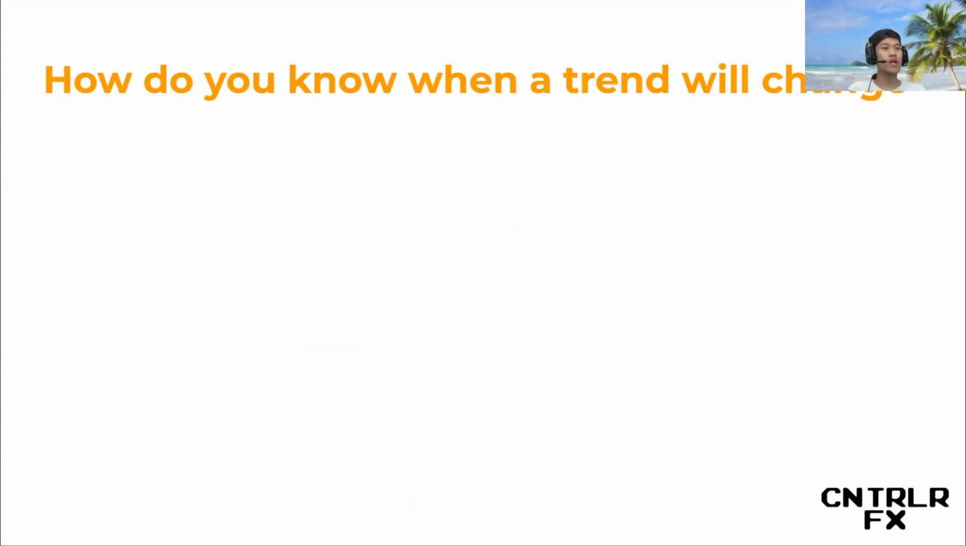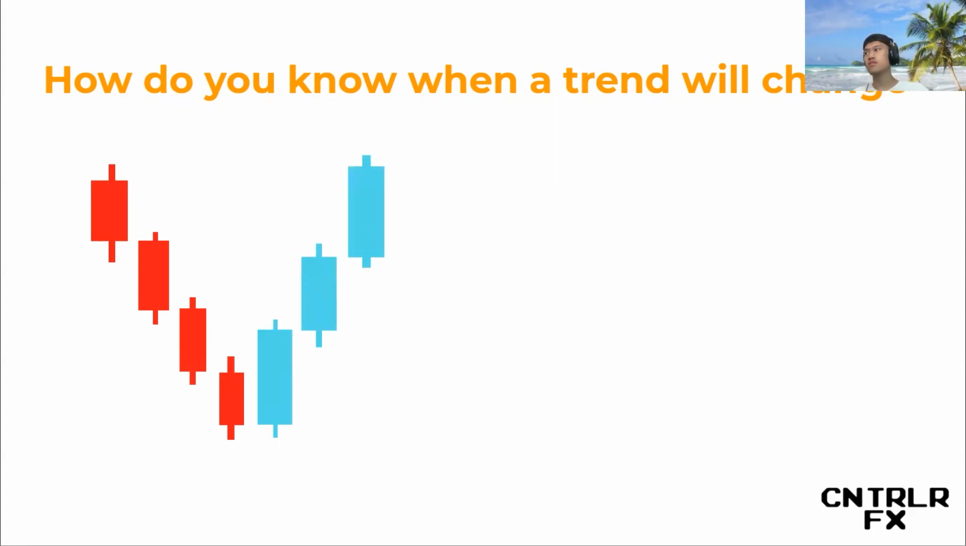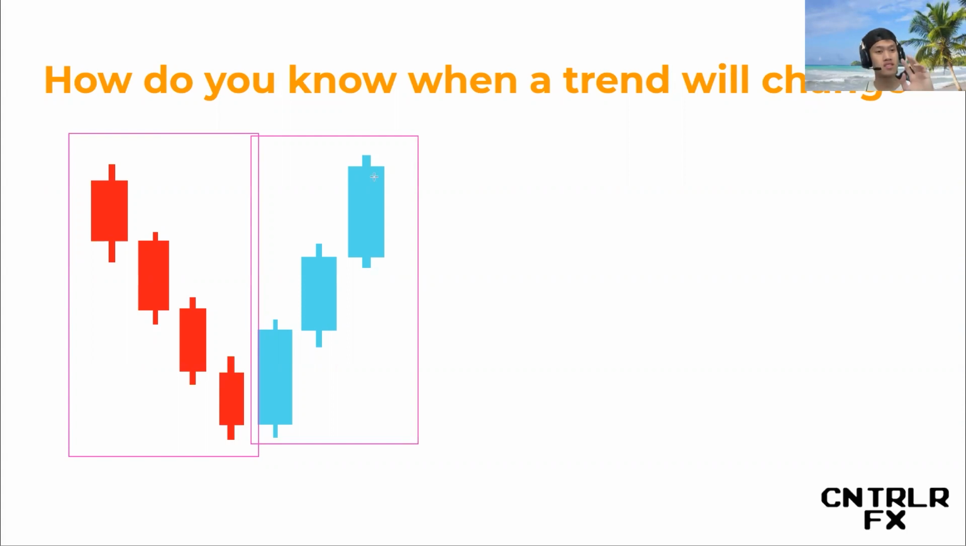All right, so how do you know when a trend will change? I'm gonna draw it out first, and then I'm gonna explain it. So a downtrend is obviously gonna be something like this. Downtrend, right? Boom, boom, boom, boom, boom. And then your uptrend will be price going up. It's easy, right? Price is going up now. This is an uptrend, right? This is your downtrend. And this is your uptrend. Simple, right?